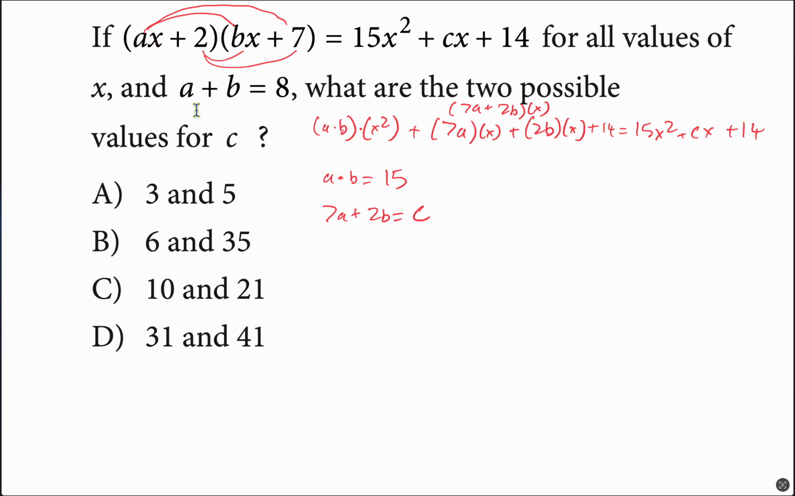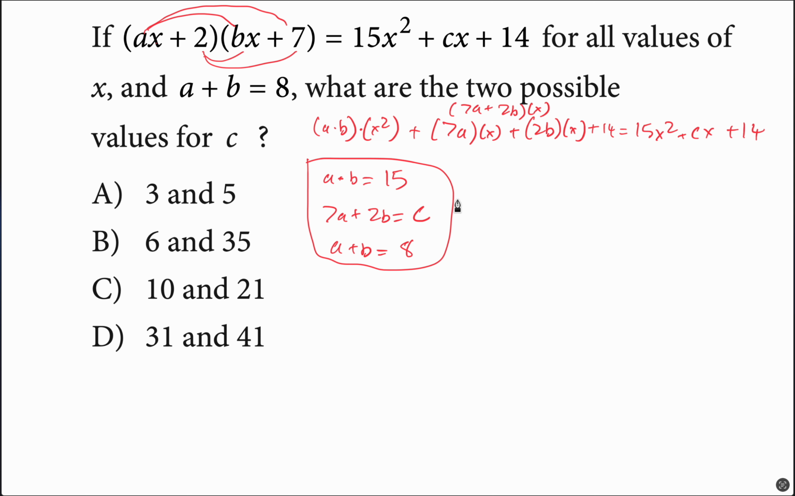Another key thing is you have a plus b equals 8. That's a given, and we have to follow what's given to us. So we can rewrite that: a plus b equals 8. Right. So now we know these three criteria. Okay. So we know that a times b is 15. Right. So this one here, a times b equals 15.